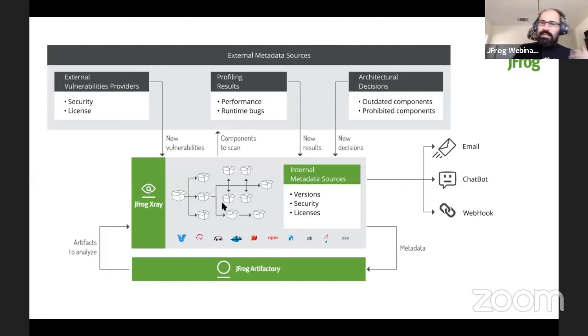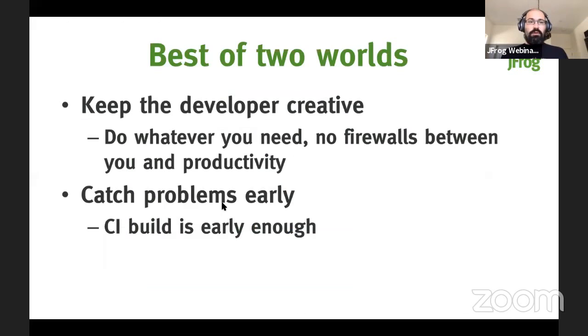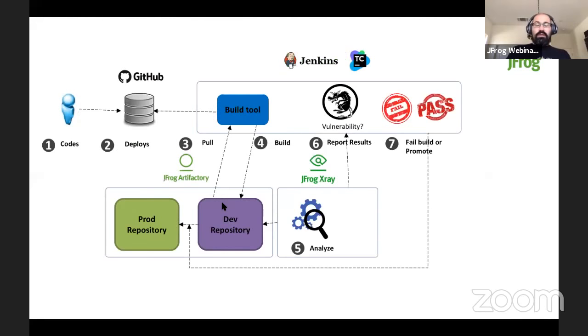We run this Xray scan during the build, and then we let the developers do whatever they like and pick the artifacts that they like to work with, the dependencies that they like. But at the time the software is built, we can get an alert about some artifact somewhere deep inside a hierarchy that has a security vulnerability or license vulnerability. So we keep the developer creative. They do whatever they want, no firewalls between them and the productivity, and we catch the problems early enough. CI build is early enough, right?